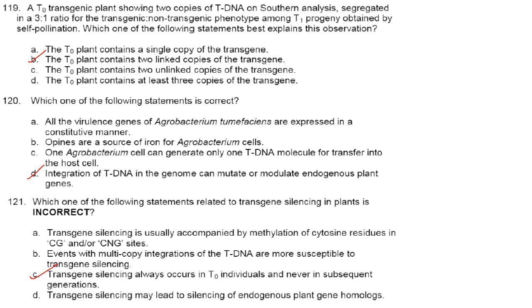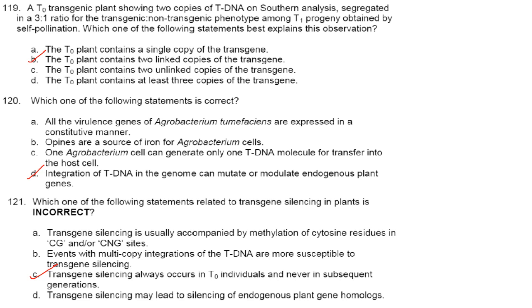All the virulence genes of Agrobacterium tumefaciens are expressed in a constitutive manner. No, not all the virulence genes, only 1 or 2 are expressed in a constitutive manner, the others are expressed in an inducible manner. Then opines are a source of iron for Agrobacterium cell. Opines are a source of carbohydrate derivative that serve as a nutrient source for the agrobacteria. Then one Agrobacterium cell can generate only one tDNA molecule for transfer into the host cell. That is wrong.